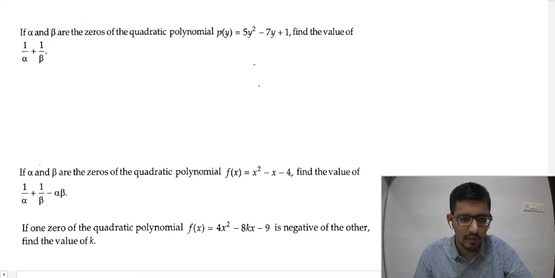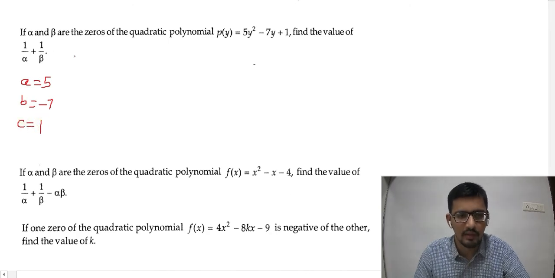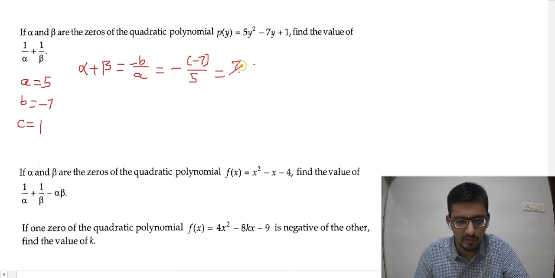So if you compare this with the standard form, a will be 5, b will be negative 7, and c will be positive 1. Again, first you have to write down two values. Alpha plus beta, what formula did I tell? Minus b by a. Minus as it is, b is given as minus 7 and a is given as 5. So I will get 7 over 5. And alpha beta is c by a. So c is given as 1 and a is given as 5.